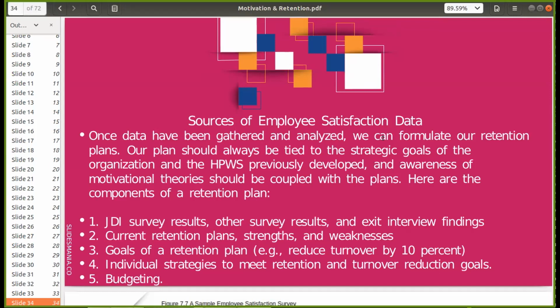So here are the components of a retention plan. Okay, so JDI survey results, mga other survey results, exit interview findings, current retention plan, ano ba yung strengths and weaknesses. Then the goals of retention plan, ano ba yung goal ng retention plan? Of course, to reduce turnover. Then individual strategies to meet retention and turnover reduction goals. And again, consider the budget.